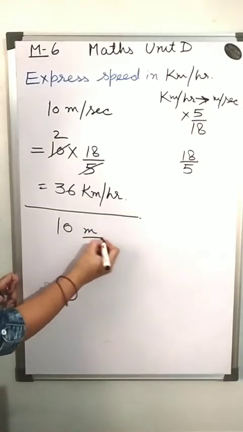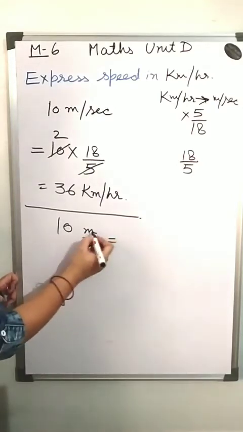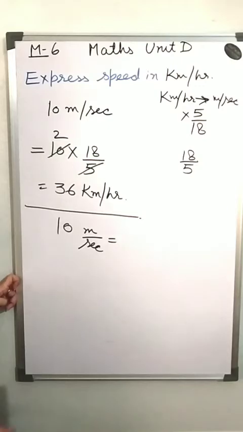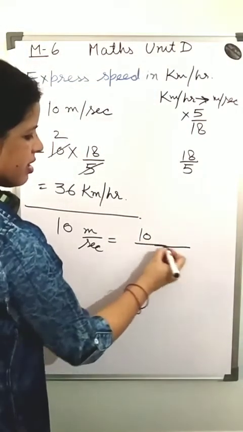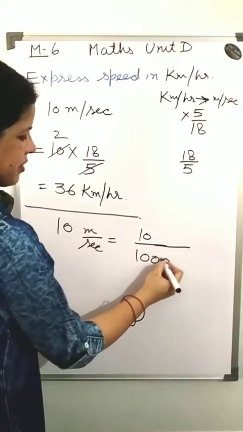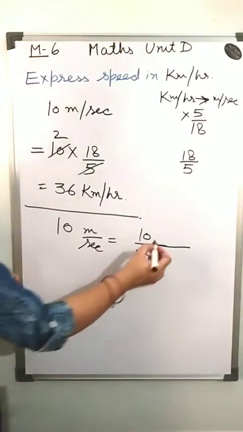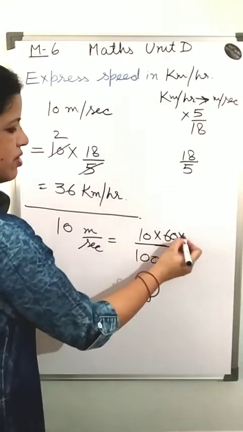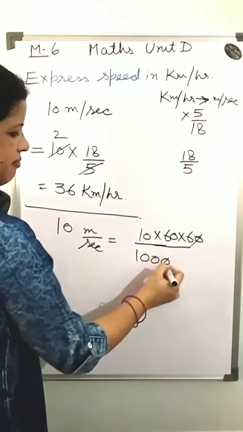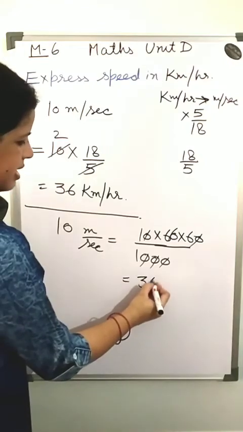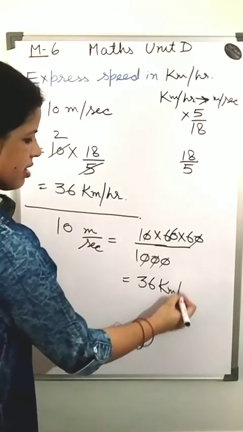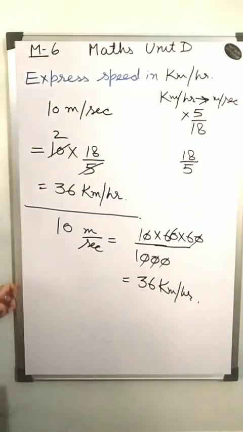Or you can do one more thing. 10 meter per second. Whenever you want to convert meter into kilometer, you divide the number by 1000. And second to hour, you multiply the number by 60 into 60. Now cut them. So this is 36 kilometer per hour. Okay? You can use any one of the methods.